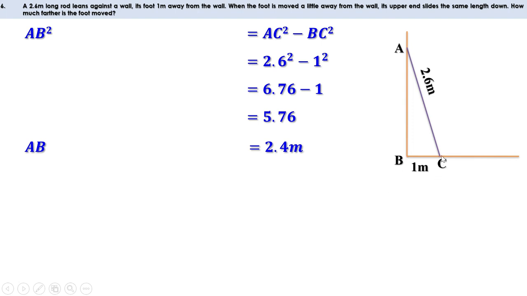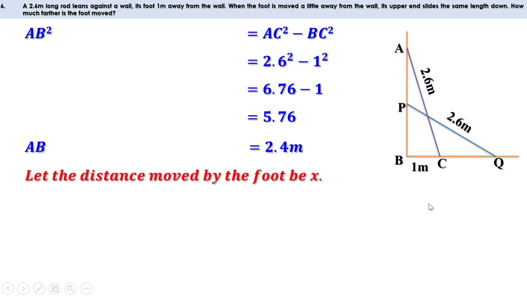Now, the foot of the rod is moved a little away from the wall. Then its upper end slides the same length down. Let the rod be like this, and let these positions be P and Q. The length is 2.6 because it is the same rod. Let the distance moved by the foot be x. That is, this distance is x. Then this is also x, because it is given that the upper end slides the same length down.